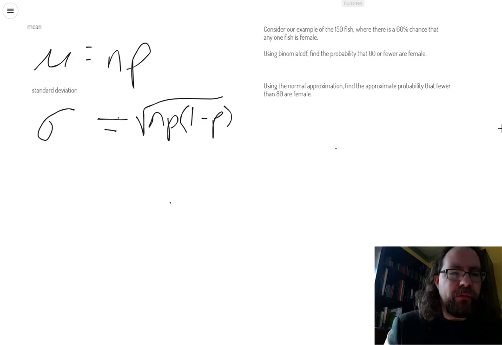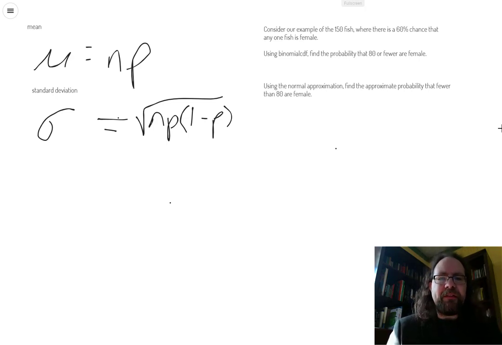The symbol mu, the lowercase Greek letter mu, is used to represent the mean of a population, and the lowercase Greek letter sigma is used to represent the standard deviation of a population. So we have a scenario here similar to the previous scenario, just for the sake of consistency. We have 150 fish, and we know that there's a 60% chance that any one fish is female. So the first challenge is, using binomial CDF, find the probability that 80 or fewer are female.